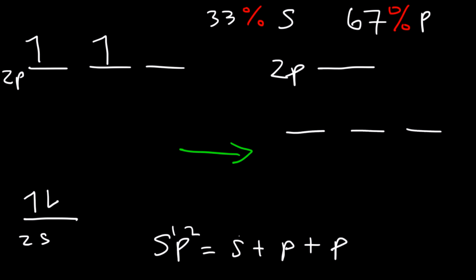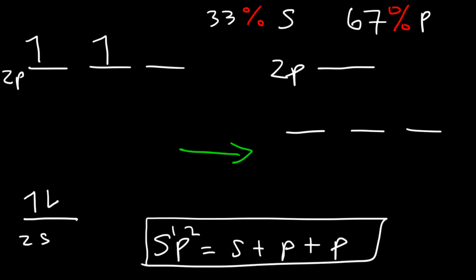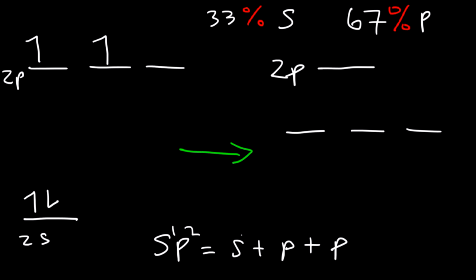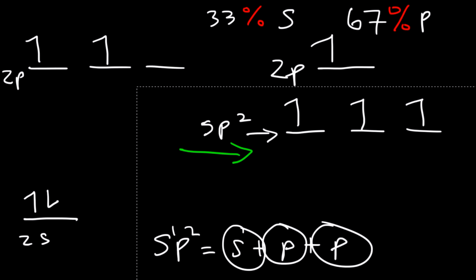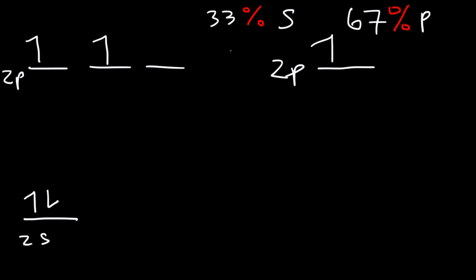So these three orbitals will have the same energy. Since we use 3 orbitals to make them, we're going to get 3 hybrid orbitals. So I'm going to put one electron in each orbital. So we should have something that looks like this. So these are the 3 sp2 hybrid orbitals. Now let's talk about the sp hybrid orbital.